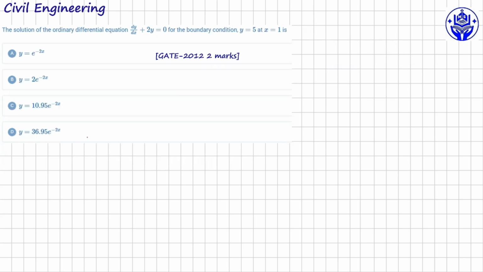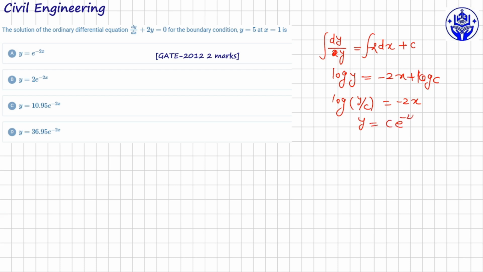Next, the question is related to a differential equation with a boundary condition. It is a solution of an ordinary differential equation, and we can apply the variable separation method. This is nothing but dy by 2y equals minus of, we can write, 2x plus some c if I integrate this. Then this will be log of y equals minus 2x plus c. Next I can write it as log of c, then log of y by c equals minus 2x. Then y equals c to the power of minus 2x.